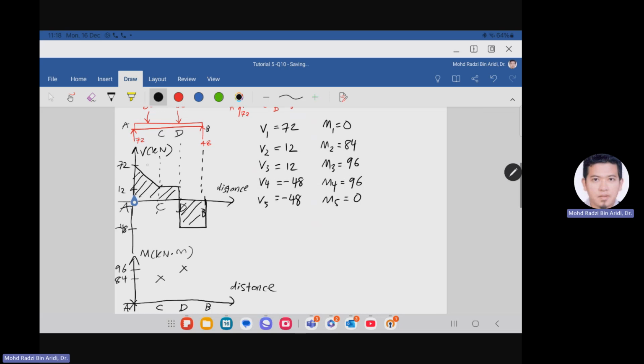Between A to C, the shear force is declining or decreasing. As a result, the drawing in moment will be curved. And then between C to D, the shear force is constant. So the drawing for the moment will be inclined, an increasing line. And then again, DB here is constant and negative. So DB will be decreasing. So this is our bending moment diagram. So we have finished drawing the shear force and bending moment diagram.